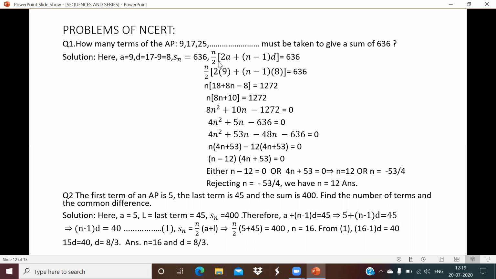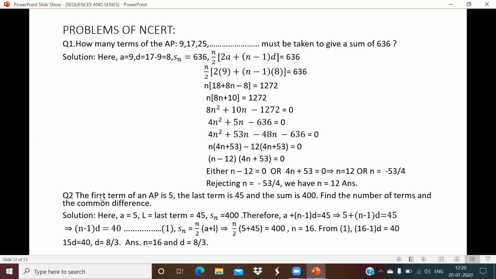The formula is n by 2 into 2a plus n minus 1 into d, which is given to us as 636, in which we know the value of a, that is 9, and the value of d, that is 8. By replacing them and simplifying, we get a quadratic equation, which is 4n square plus 5n minus 636 equal to 0. By splitting the middle term and making factors, we get two factors, and either the first factor is equal to 0 or the second factor is equal to 0. By solving it, we get two values of n, that is 12 and minus 53 by 4. Minus 53 by 4 is not a natural number, that's why we are rejecting it, and hence the value of n is 12, meaning by adding 12 terms, we get 636.